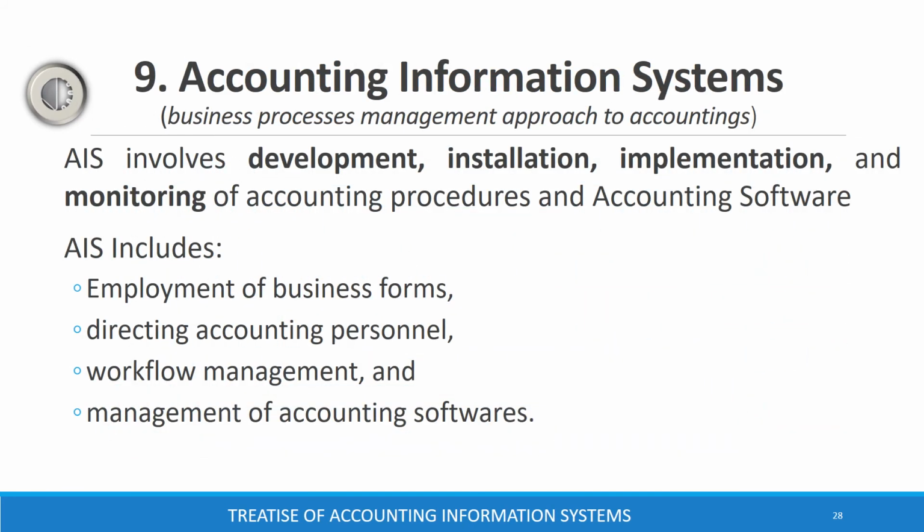The last branch of accounting is Accounting Information Systems. Most of our videos will be focused toward this branch of accounting. Accounting Information System is a business processes management approach to accounting. It involves development, installation, implementation, and monitoring of accounting procedures and software used in accounting processes. It includes the employment of business forms, directing of accounting personnel, workflow management, and management of accounting software.